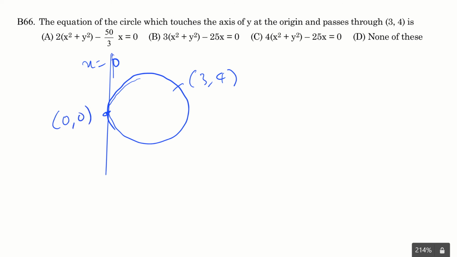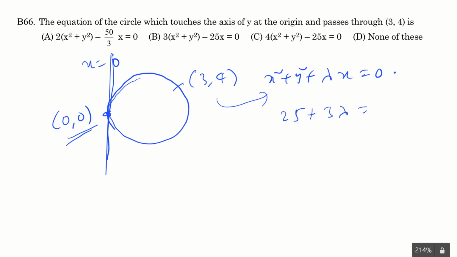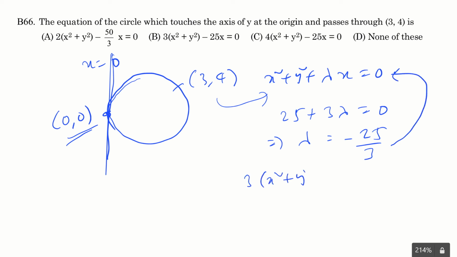This point is the origin. So we know that any circle touching this line at the origin is of the form x square plus y square plus lambda x equal to 0. Now it is passing through 3 comma 4. Substituting 3 comma 4 in this, we will have 25 plus 3 lambda is equal to 0, which implies lambda is nothing but minus 25 by 3. Substituting this value back here, you are getting 3 times x square plus y square minus 25x equal to 0. Let's go to next problem.